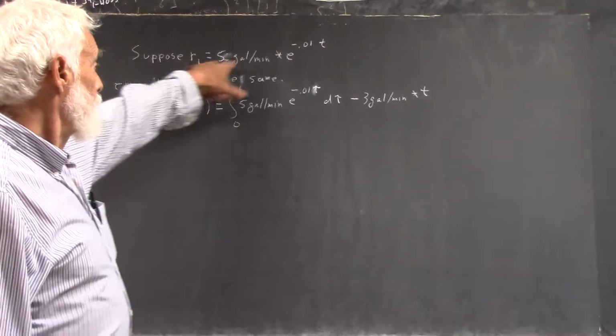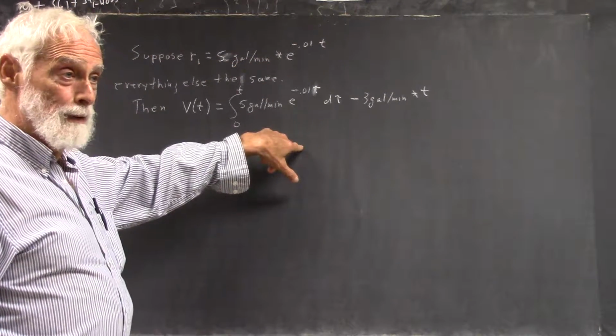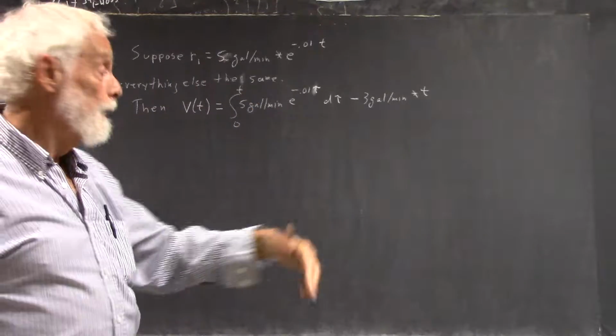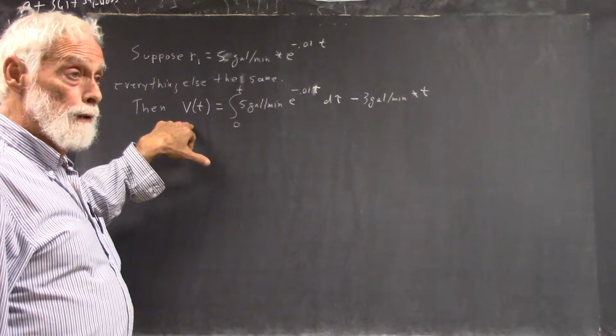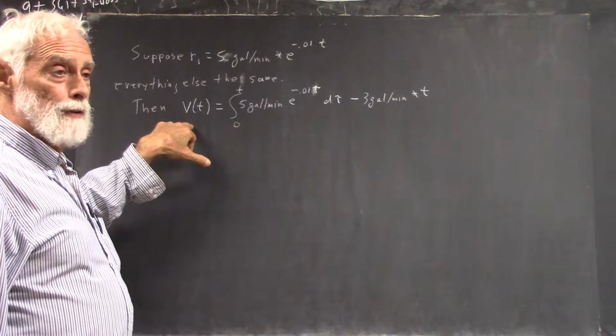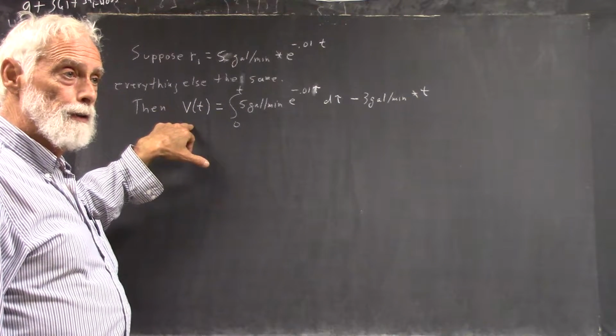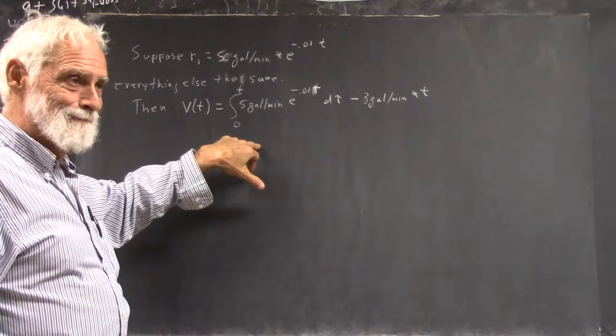you integrate your inflow rate with respect to time to find out how much has flowed in up to time t. That should be pretty intuitive, but you should also be able to do the rigorous calculus to prove it. But that's what it is. Okay?